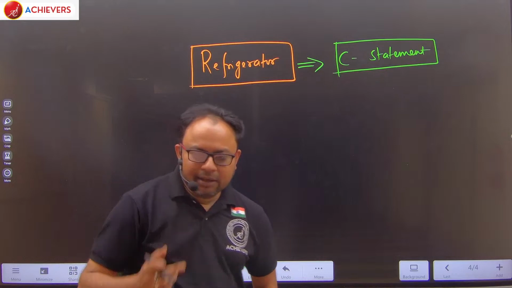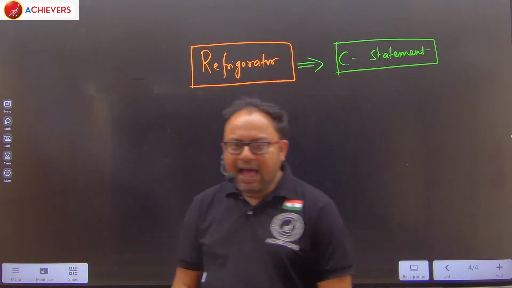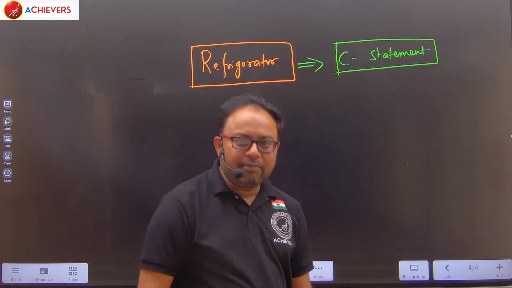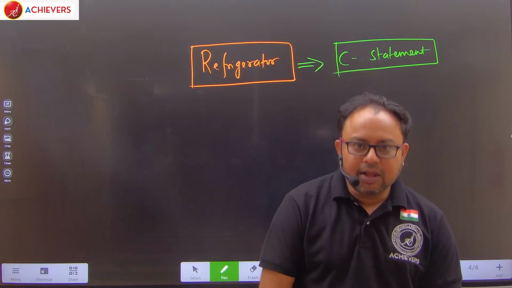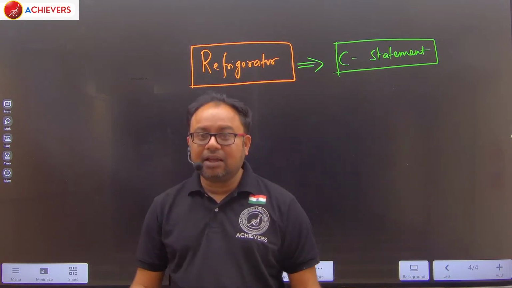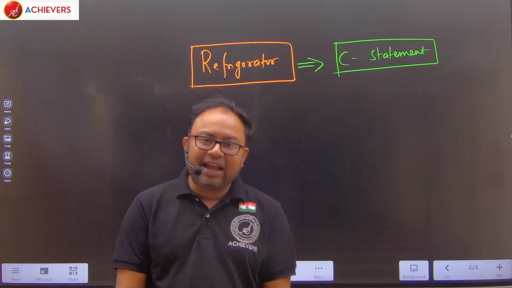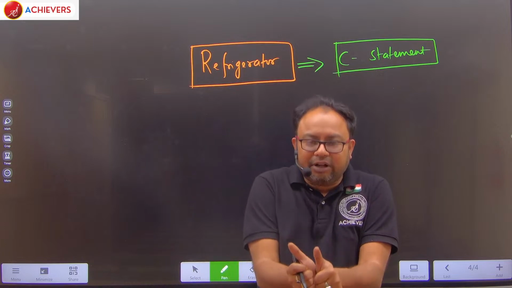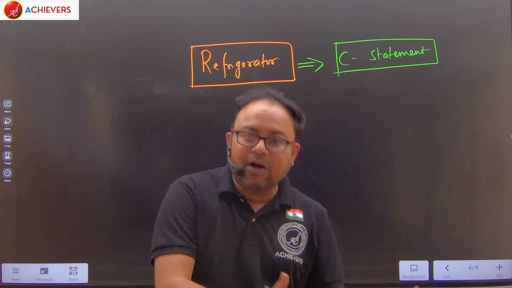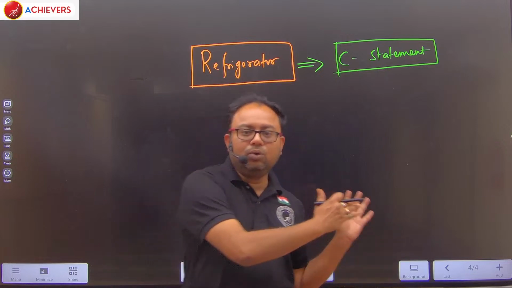Now, before going into the C statement formally, at first we need to understand the block diagram of our refrigerator. Once we are acquainted with the diagram of the refrigerator, we'll be able to interpret the meaning of the C statement. That's what we need to do right now.